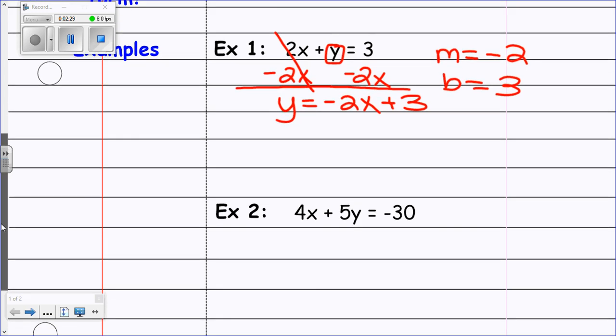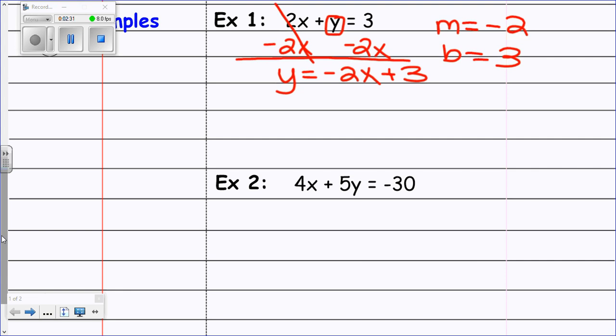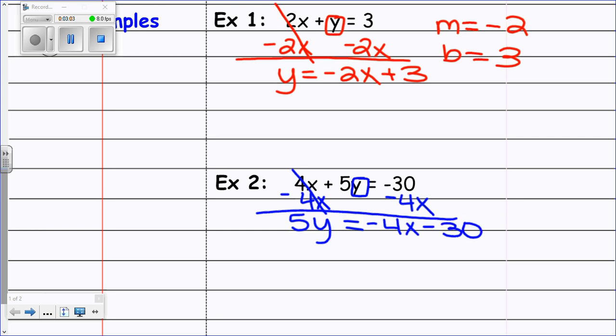Example 2. 4x plus 5y equals negative 30. So now this time, y has a coefficient other than 1, but we can still do that. We're still going to solve for y, so we're going to get y by ourselves. We're still going to move the 4x first, so we're going to subtract 4x from both sides. But now the 4x is canceled, so I'm going to bring down 5y is equal to, now make sure you put the x term first, so it's negative 4x minus 30.